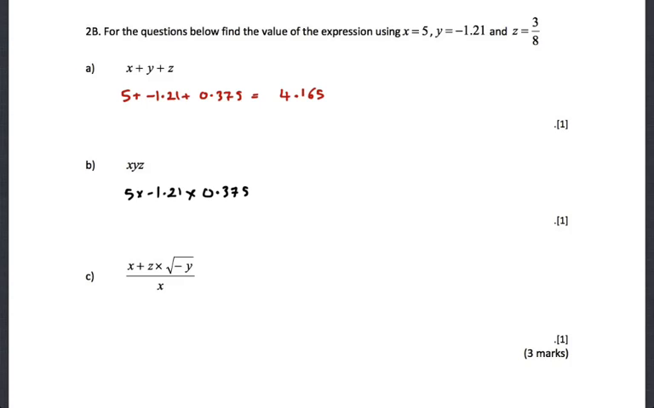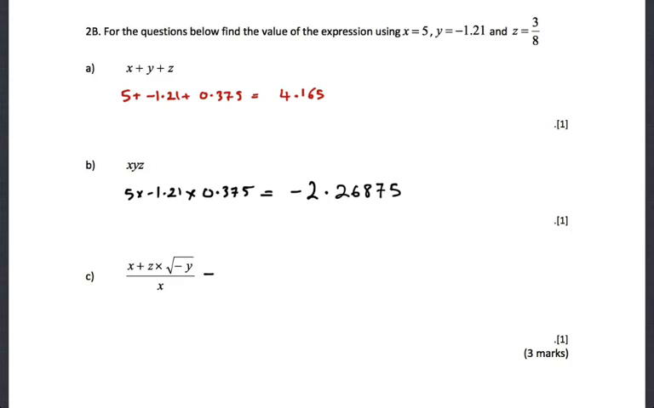The next question then, we're going to do x, which is 5, times negative 1.21 times 0.375, or times 3/8. When you do this in your calculator, you're left with an answer of negative 2.2687.5. You don't need to round any of these questions. You're not asked to round, so don't round.